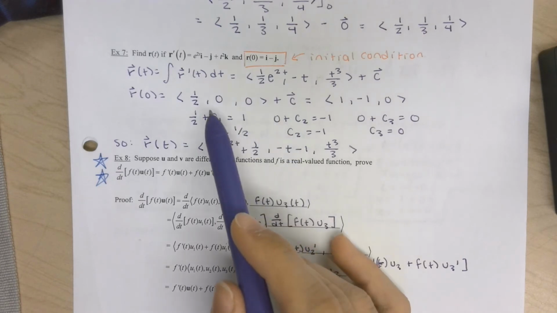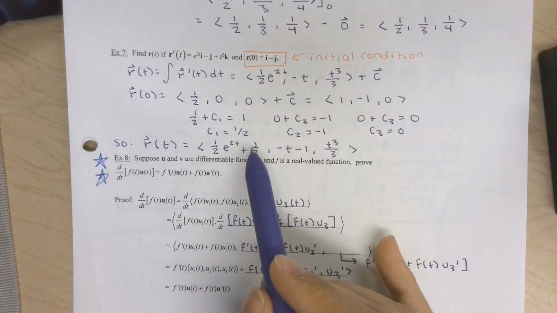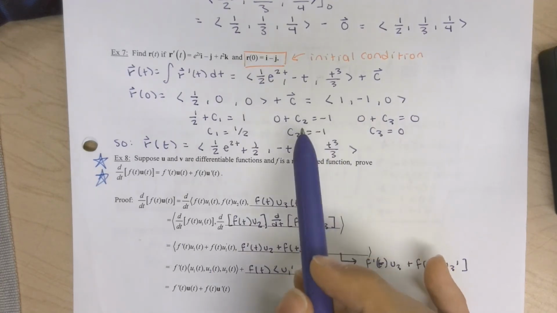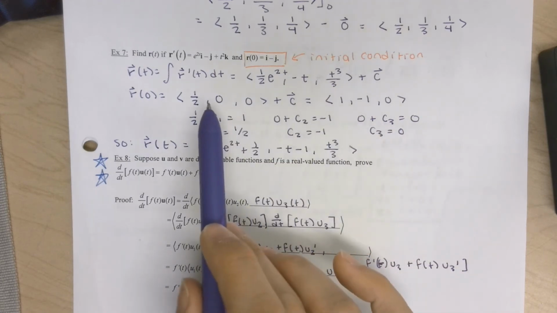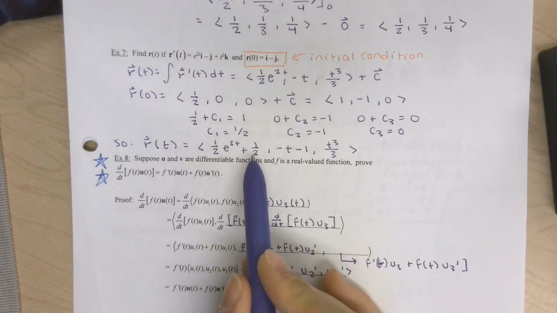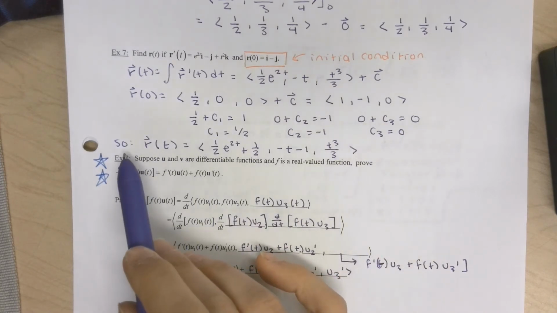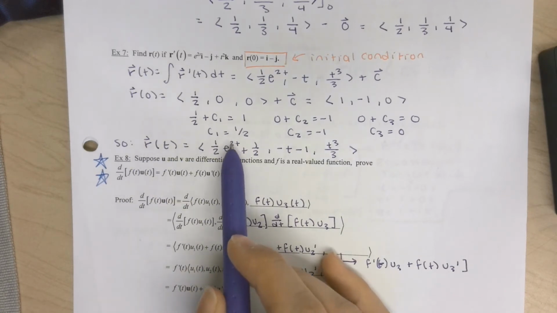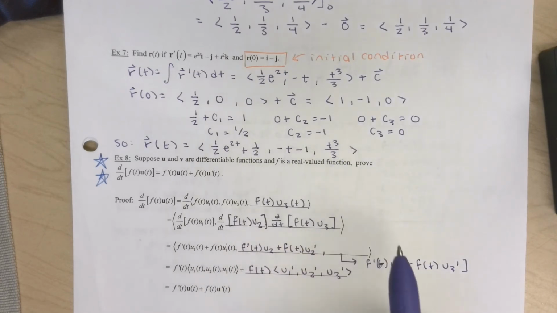But you can think to yourself, what needs to be added to 1/2 to get to 1? In the end you can just get 1/2. What needs to be added to 0 to get to -1, and to 0 to get to 0? You don't have to show all of this work as long as you are able to figure out what C1, C2, and C3 should be. So in the end, this is my final answer. My r of t that I was looking for has both the functions I integrated and the added constants. And this one doesn't have one, again, because it was 0.